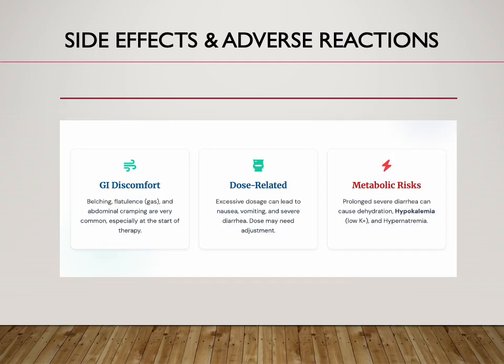And then side effects: GI discomfort, unfortunately, gas, bloating, abdominal cramping, because obviously we're increasing that peristalsis. It can be worse especially at the start of therapy or a change in dosing. It's dose-related; excessive dosage can lead to nausea, vomiting, and severe diarrhea, and then the dose may need adjustment. And then metabolic risk: prolonged severe diarrhea can cause dehydration and hypokalemia, and also hypernatremia from dehydration.